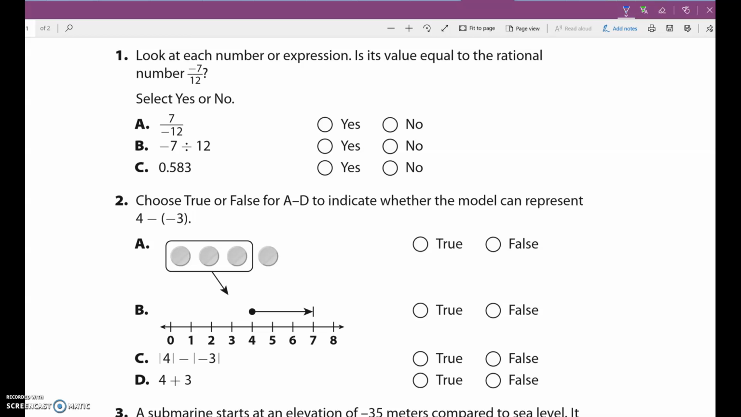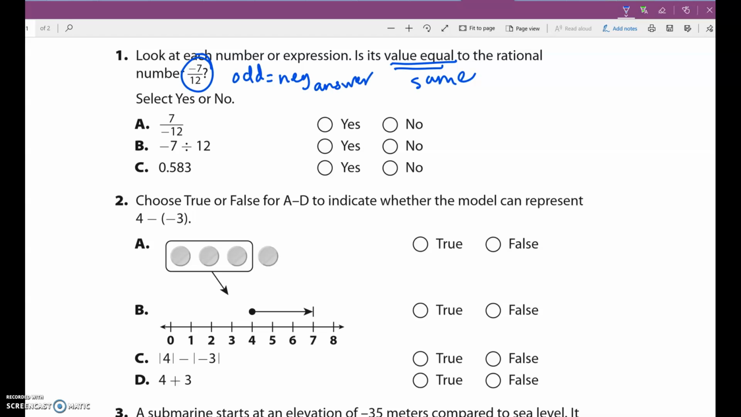We're looking for each number or expression that is of equal value, meaning if it's the same. If we look at this, how many negatives do we have? Since we have one negative, that means that's an odd, and that means it is going to be a negative answer.